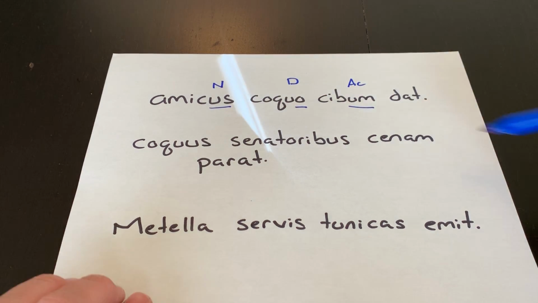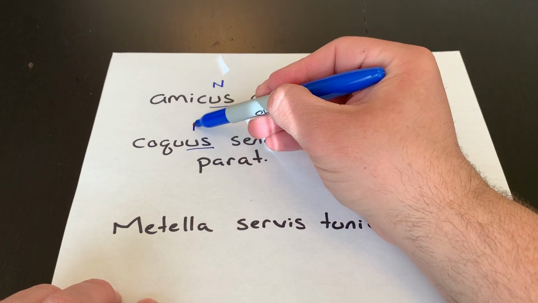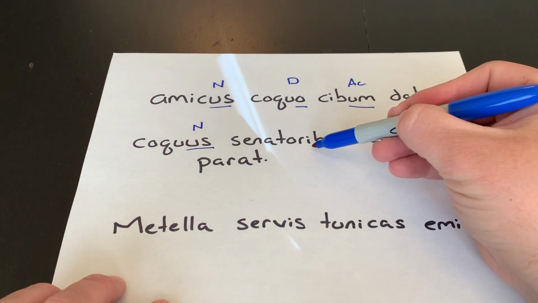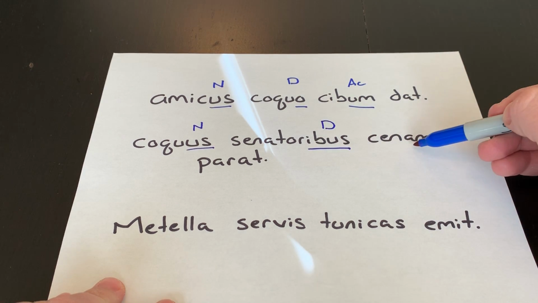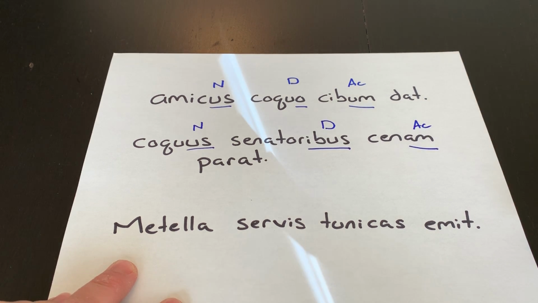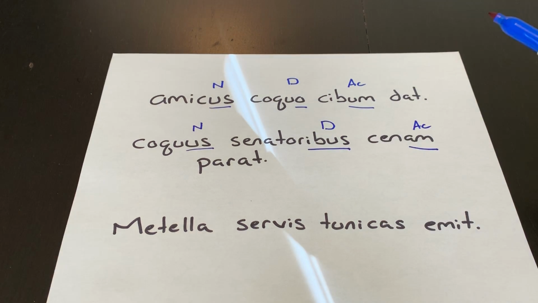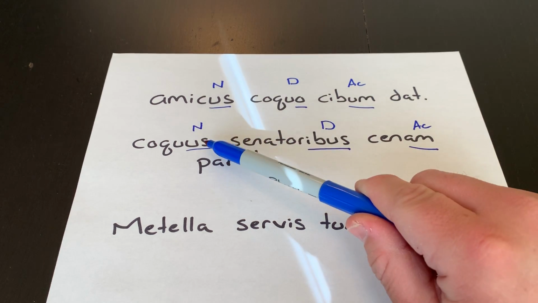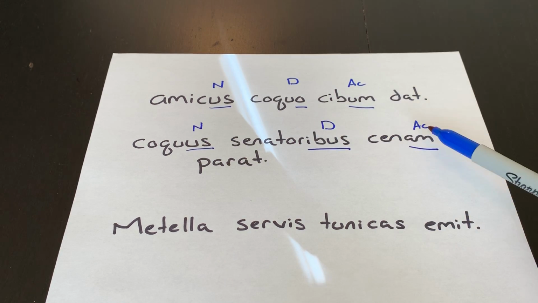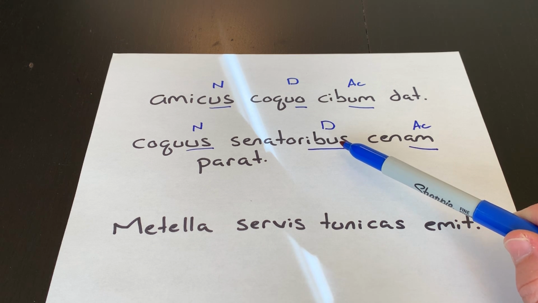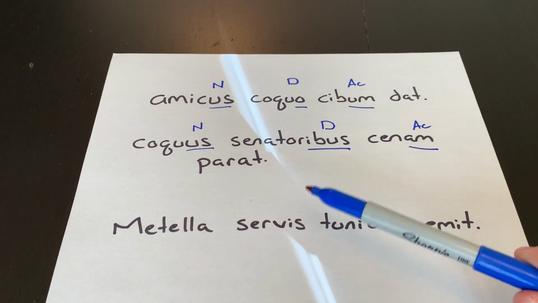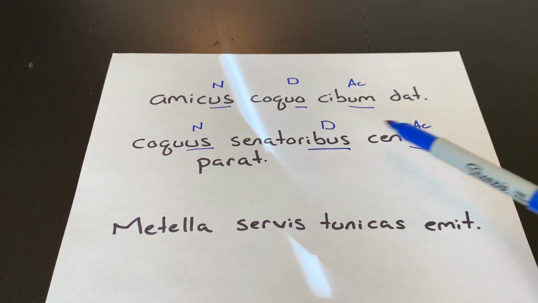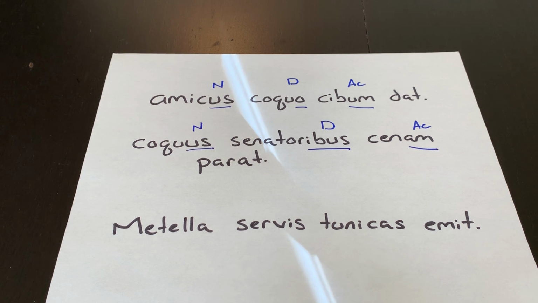Okay, let's take a look at this next one. Quoquus, us is a nominative ending. Senatoribus, there's one of our new dative endings. Canam is our accusative. Okay, and then our verb is parat. So to translate this one, it would be, the cook prepares dinner for the senators. And you might say, how do I know if it's 2 or 4? Well, one will usually work better. It doesn't make a lot of sense to say the cook prepares dinner to the senators. So it's the cook prepares dinner for the senators.